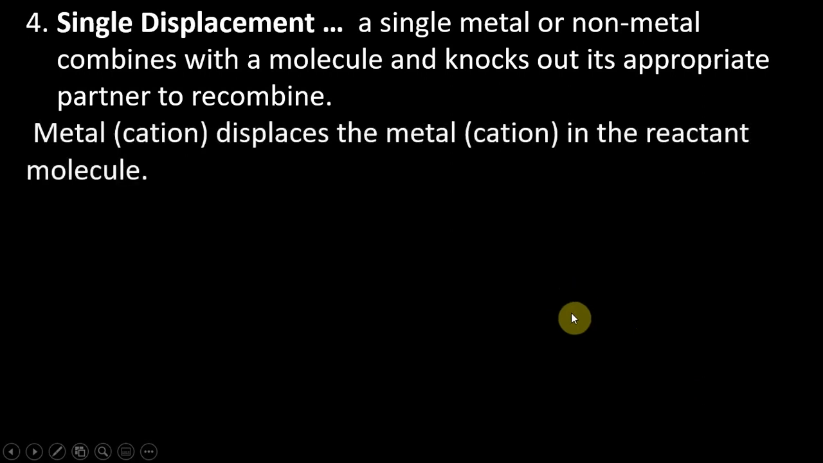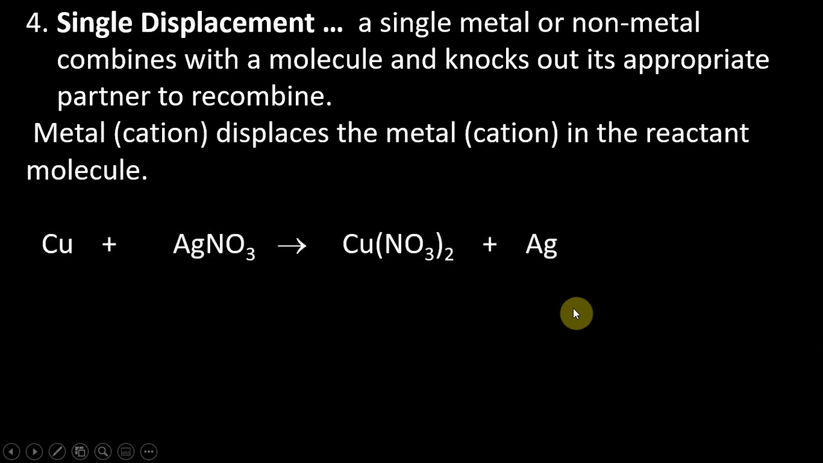So what that looks like is the metal displaces the metal in the compound and takes its place. For this example, copper metal reacts with silver nitrate. The copper is more reactive than the silver, so it pushes it out of there, takes its place with the nitrate ions, and we are left with silver metal on its own, and the copper is part of the compound now.